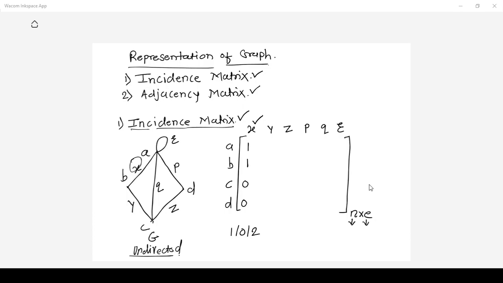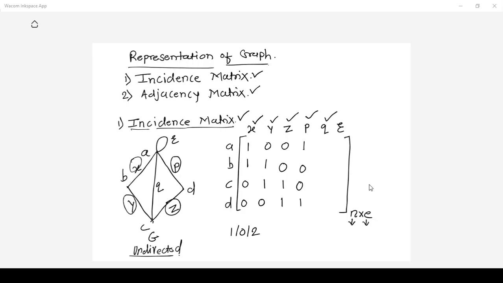Now let's go to the next edge, that is Y. Y is the edge connecting the vertices B and C. So in the rows of B and C, I'll write 1, and in the rest I'll write 0. Go to the next edge, that is Z. Z is the edge connecting vertices C and D. For C and D, I'll write 1, the rest 0. Next, that is P. P is the edge connecting vertices A and D. So for A and D, I'll write 1, and the rest of the places 0.